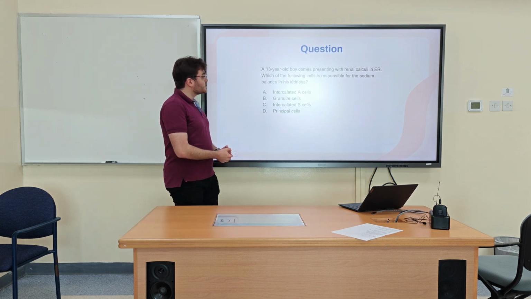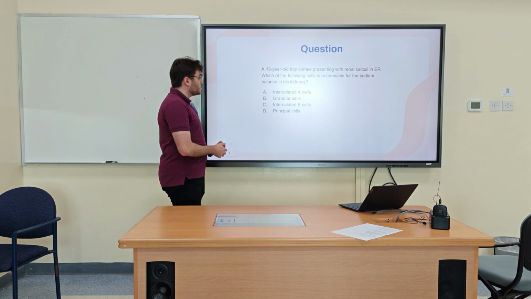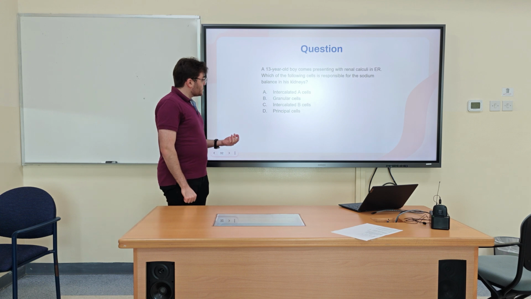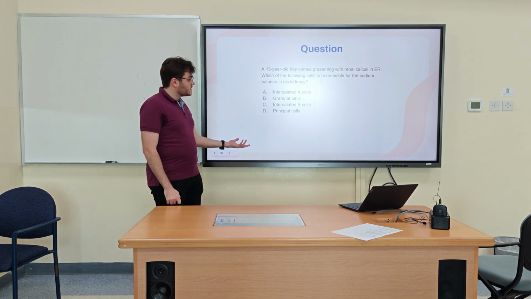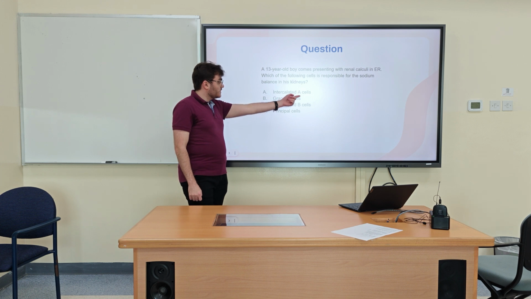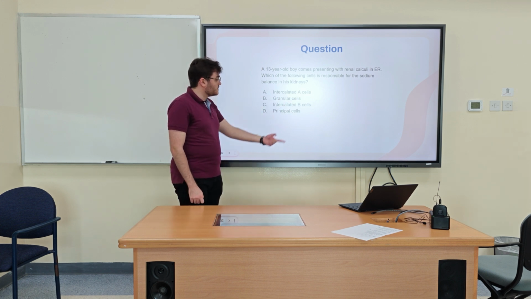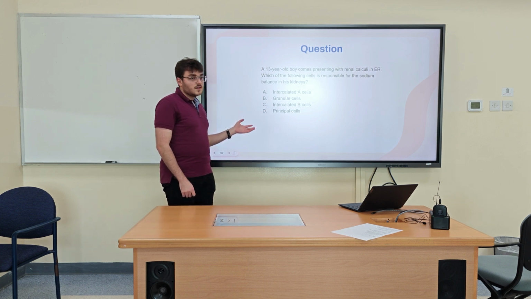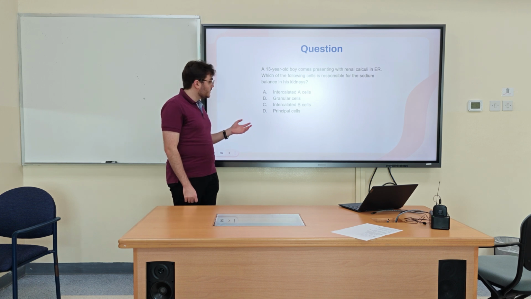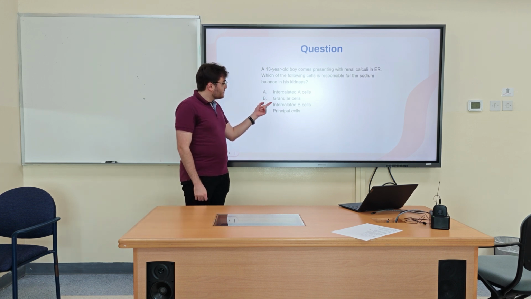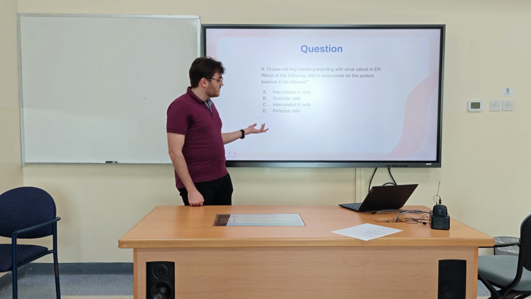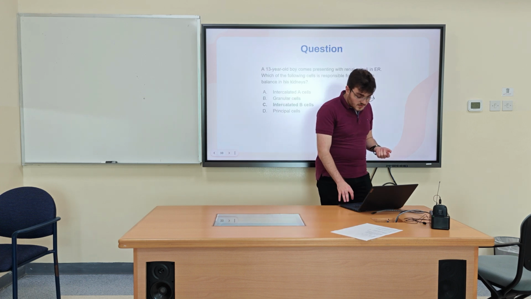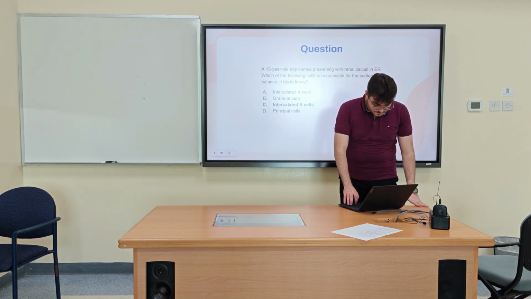Okay. So moving on to my question. A 13-year-old boy comes presenting with renal calculi in the emergency room. Which of the following cells is responsible for the sodium balance in his kidneys? So we have several types, and we'll be discussing them. First of all, we have intercalated A cells and intercalated B cells. We can disregard both options because intercalated A and B cells are responsible for the acid-base balance. And the granular cells are the ones that secrete renin. And finally, the answer should be the principal cells.